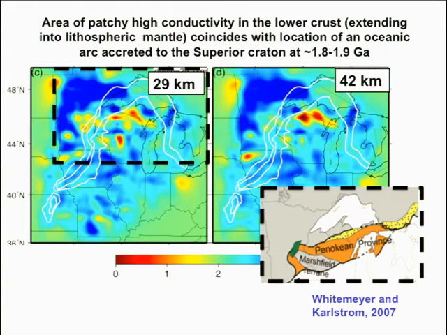If you look in the lower crust, and I'll contrast this with the active west in a second, the main feature that you see is this patch of spotty high conductivity that goes through here, and this corresponds with the Penokean, I'm not sure how to pronounce this, Penokean province, which was accreted to the Superior Craton about 1.8 to 1.9 Ga.